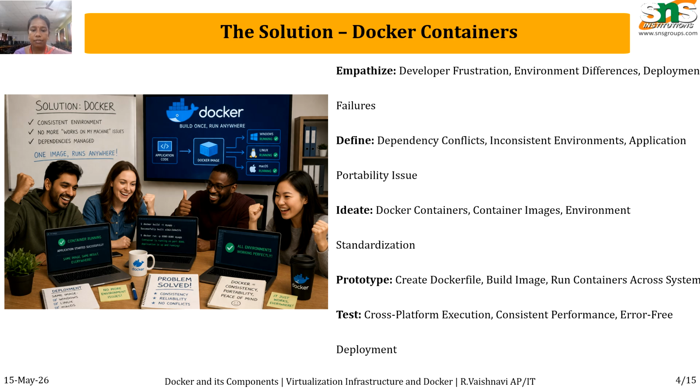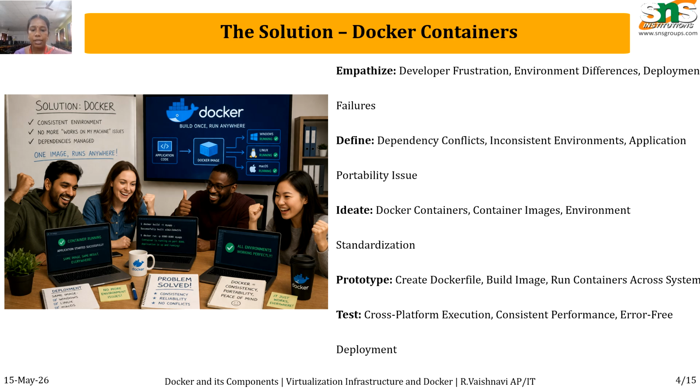Here we have the 5 stages. First one is the empathize stage. In the empathize stage, we have developer frustration, environment differences, and deployment failures. The second stage will be the define stage. In the define stage, we found dependency conflicts, inconsistent environments, and application portability issues. The third one will be the ideate stage. In the ideate stage, we find Docker containers, Docker images, and environment standardization as a solution.